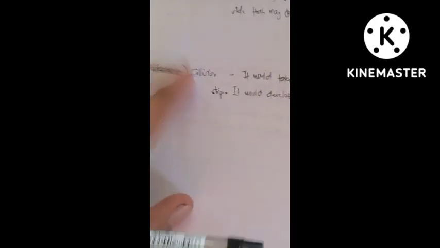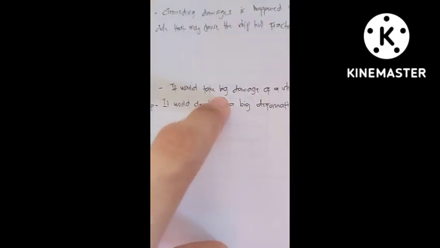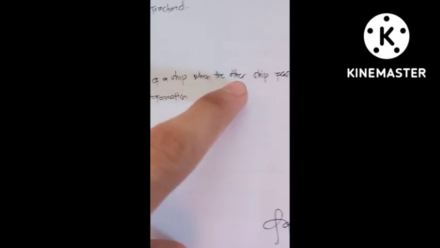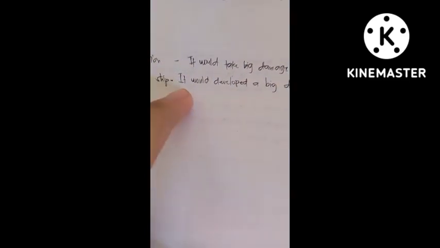The next part is the collision. It would cause big damage to the ship when another ship hits it, and it would develop a big deformation.